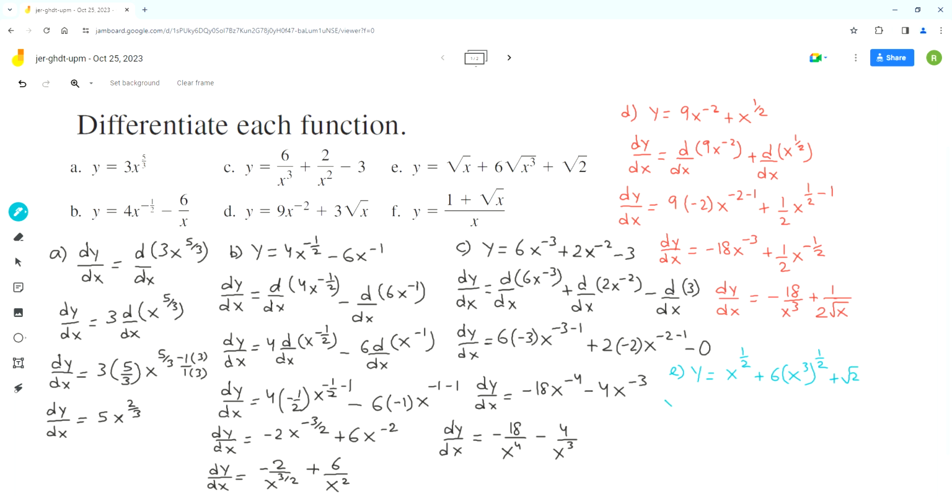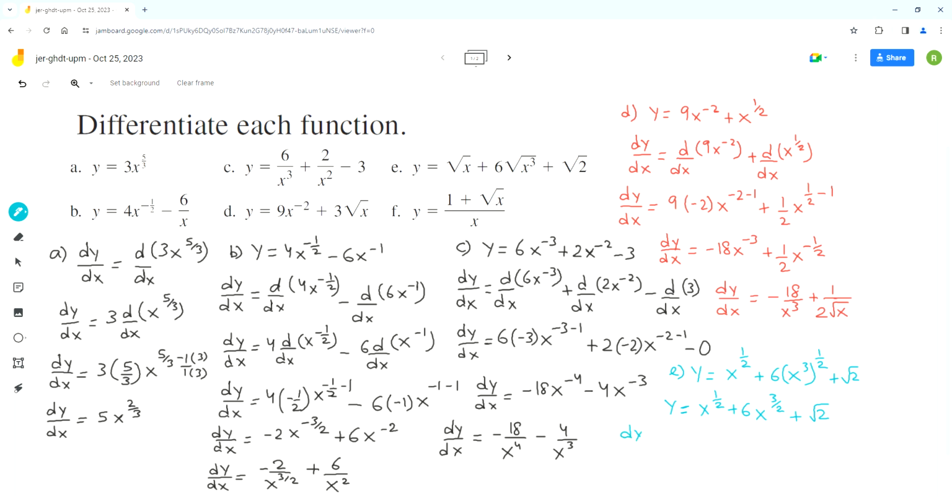Now we can combine the exponents in the second term. So x to the power half, and now we have to use the power of a power law of exponents. So we multiply the exponents. So we multiply the powers to get x to the 3 over 2 plus square root of 2. Now we can find the derivative.